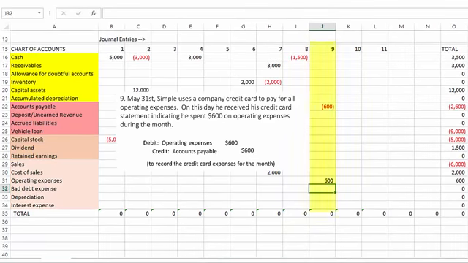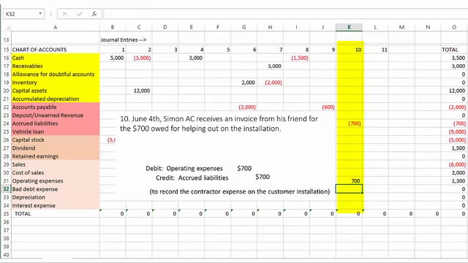The ninth entry was to record our credit card charges incurred during the month, but unpaid at month end. Our 10th entry picks up on the accrued liability for services supplied to the company during May, but for which the invoice had yet to be received by May 31st. A credit to accrued liabilities and a debit to operating expenses.